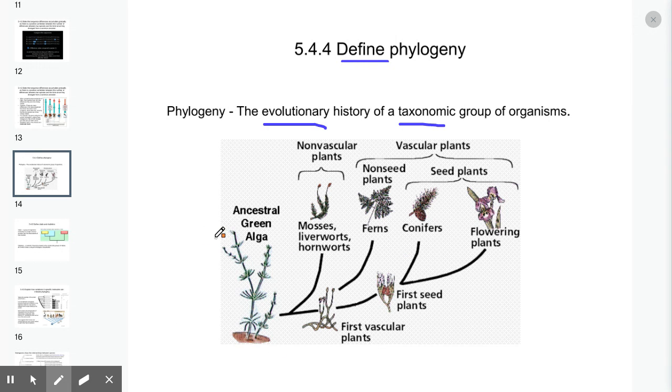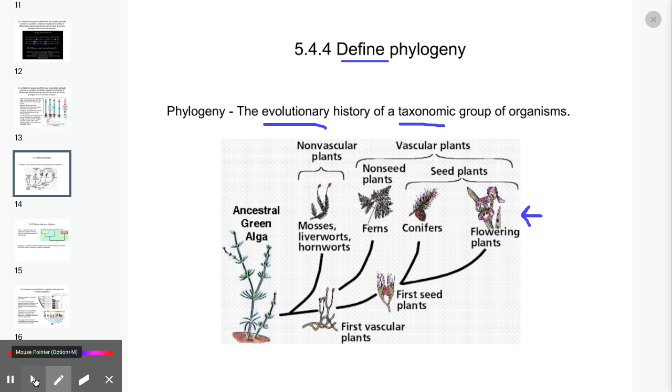So in this little diagram here, they're saying there's an ancestral green algae that our plants came from, right? Our non-vascular plants like moss, and also our vascular plants, ferns, conifers, and angiospermophyta, if you remember, flowering plants from classification. So that's what phylogeny means. So we're just going to look at how they're connected evolutionarily based on features, and we can identify common ancestors.